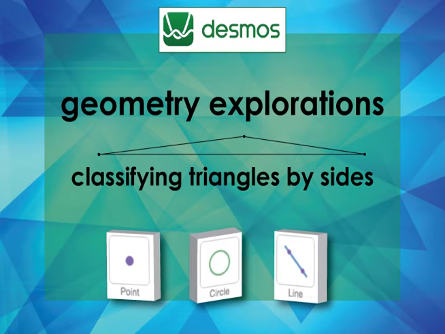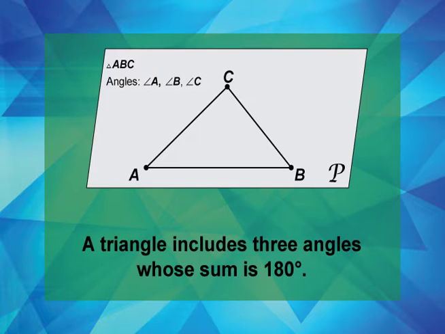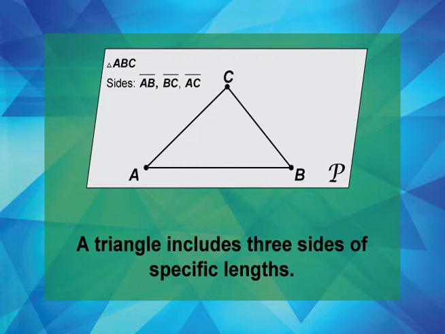In this tutorial, we classify triangles by the sides that make up the triangle using the Desmos geometry tools. A triangle includes three angles whose sum is 180 degrees. A triangle includes three sides of specific lengths. This brings up three scenarios.